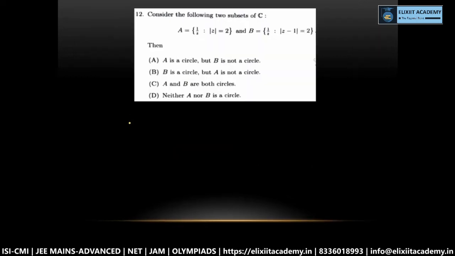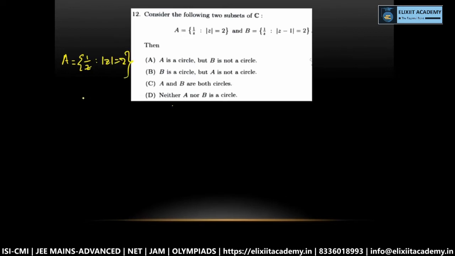So we have this question now, and it's a question based on complex numbers. A is one set which is 1 by z such that mod of z is equal to 2, and B is one set which is 1 by z such that mod of z minus 1 is equal to 2. So A and B are two sets. Let's redefine this particular set. First, in the first set, A is given to be 1 by z such that mod of z is equal to 2.